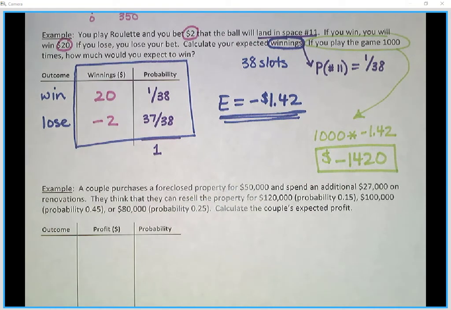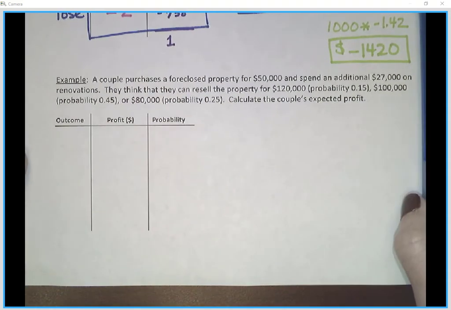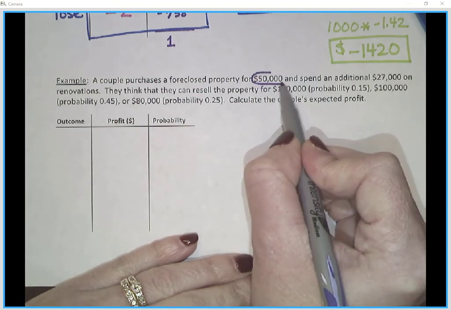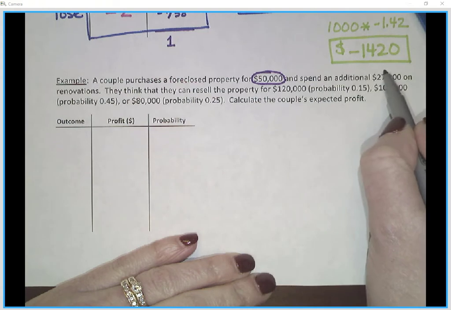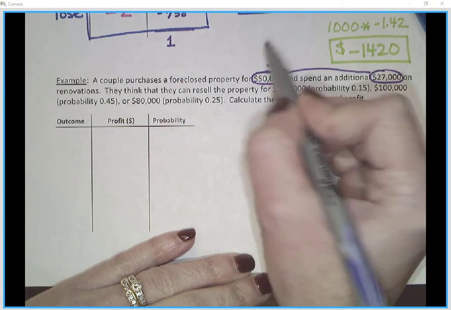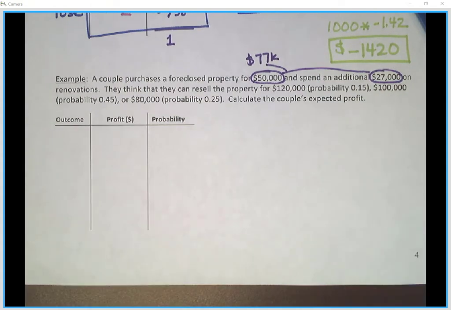Okay, let's try one more. This one says a couple purchases a foreclosed property for $50,000. And then they spend $27,000 fixing it up. Okay, spend that on renovations. So if you take these two amounts, they spent $50,000 and $27,000 all together. They have spent $77,000 on this property. Okay, that's how much of their own money they've invested in this property.